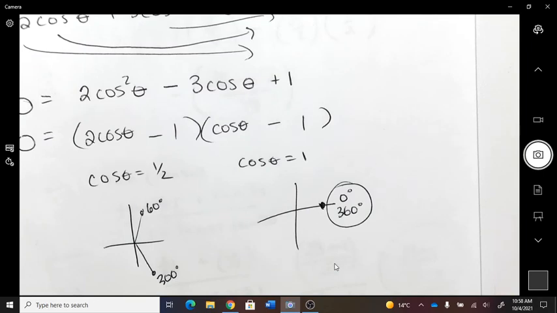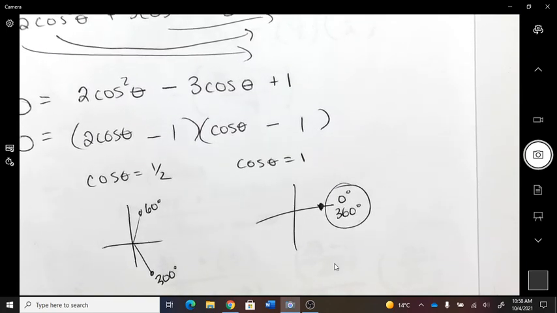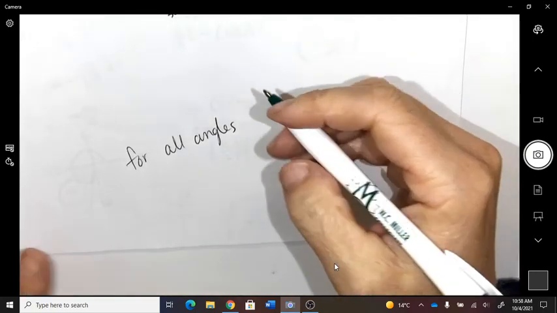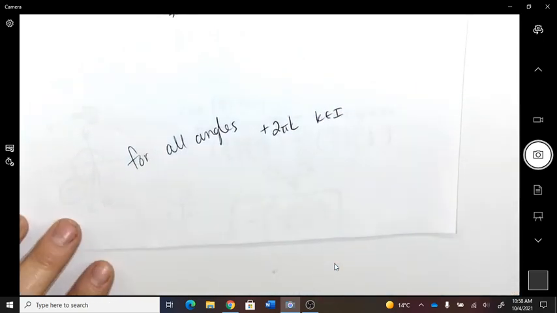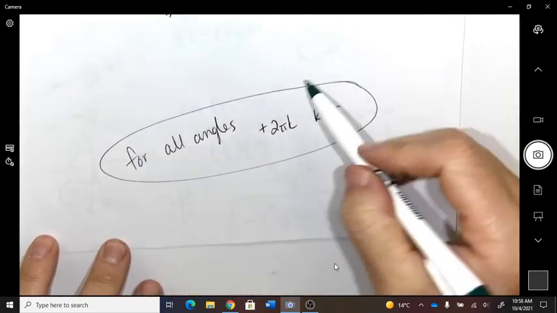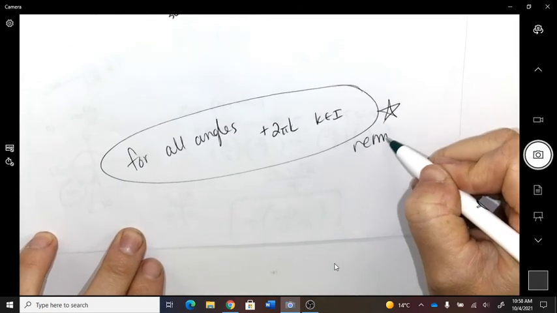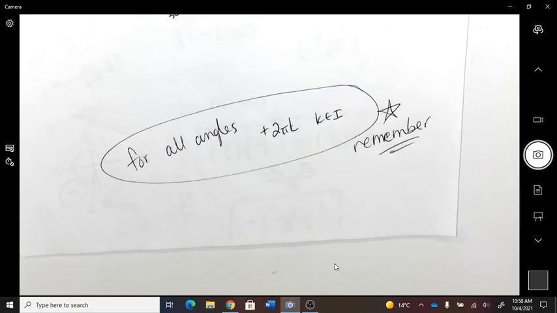What if your question ever said for all angles? What would you do? If your question ever says for all angles or real values, you have to add. Do you remember that? So make sure you add that if your question says that. This one didn't, the other one didn't. Okay, so just remember that little sentence.